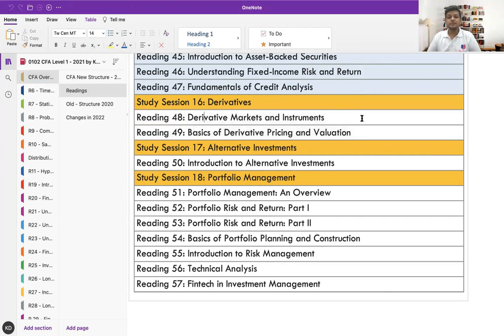So today we are going to start with derivatives. And in derivatives, as such, there are only two readings, that is markets and instruments. And then we go about pricing and valuation. Yes, price and valuation are two different things.